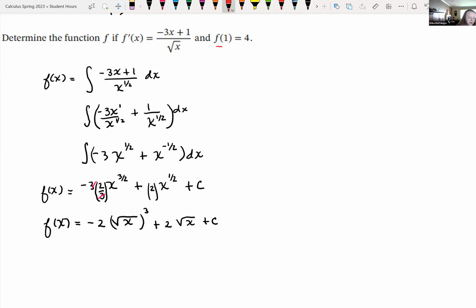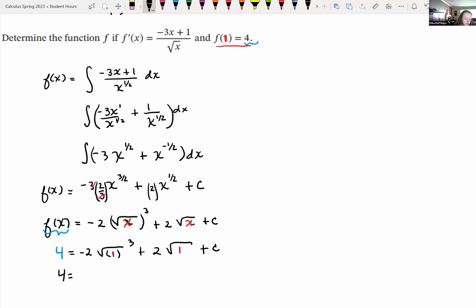But we're given that when x is 1, our y value is 4. So I know that f of 1 is 4. So I have 4 is equal to, now let's plug in 1 wherever we see an x: -2 times the square root of 1, cubed, plus 2 times the square root of 1, plus C. So now we just have our variable C in here and we can solve for it.